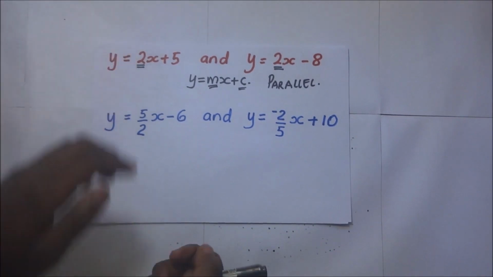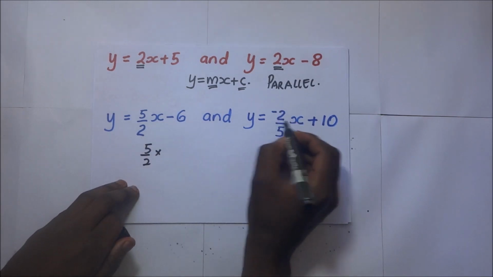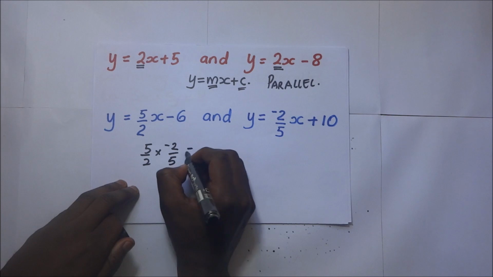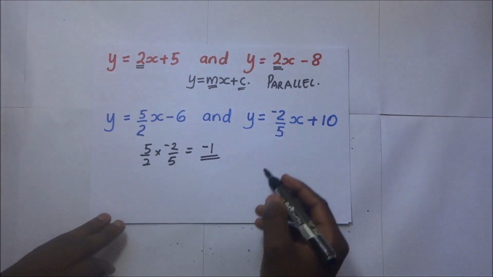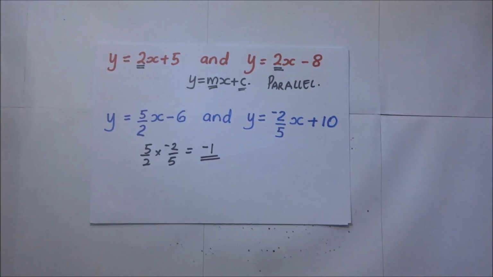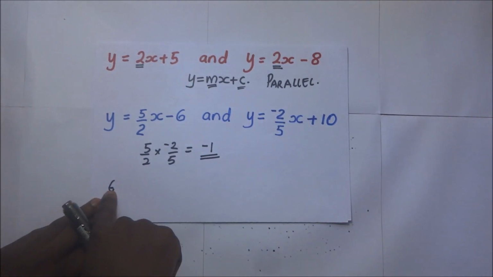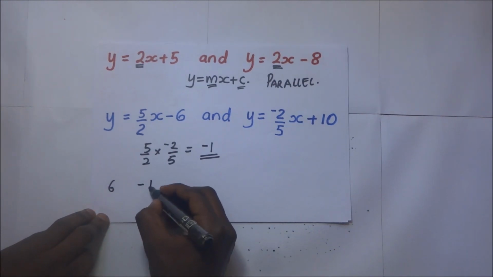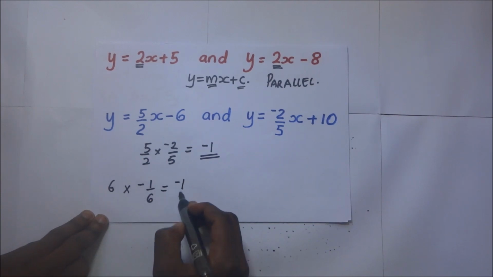For example, you find that the value of m here is 5 over 2. If I multiply 5 over 2 by -2 over 5, the answer I will get is -1. So with perpendicular lines, when you multiply their gradients, you're always going to get -1. It means that if the gradient of this line was 6, the gradient of this line will be the negative reciprocal of this. So it will be negative 1 over 6.